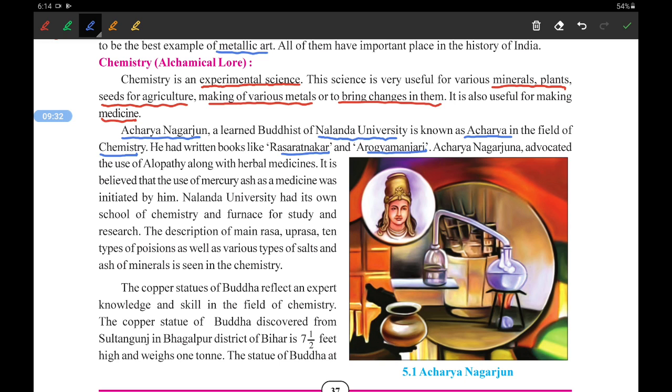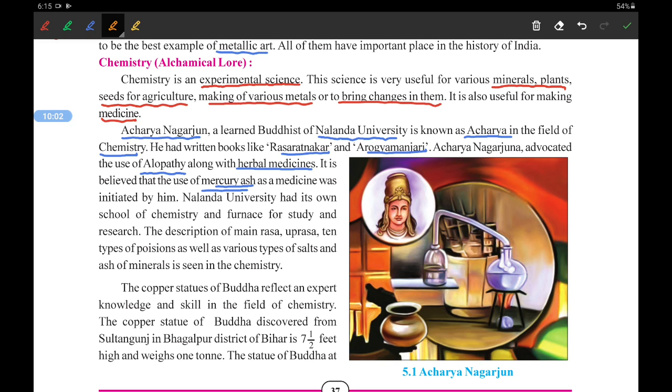Acharya Nagarjuna advocated the use of allopathy along with the herbal medicine. He said that allopathy is the modern day chemistry, use of chemicals into the medicine along with the herbal medicine. He said that chemicals also should be used along with the herbal medicines. It is believed that he used mercury ash. See, mercury ash is considered poisonous. He used that as a medicine initiated by him.